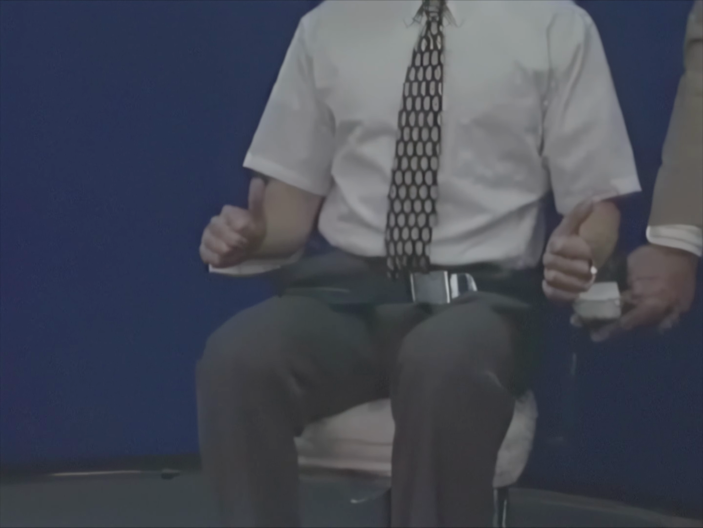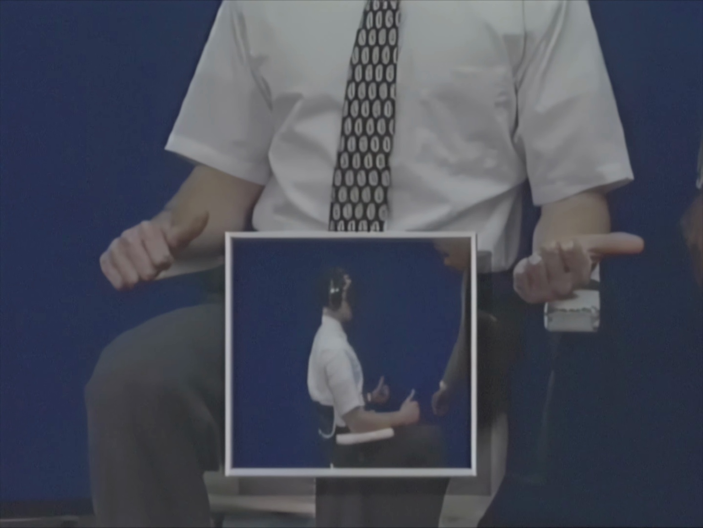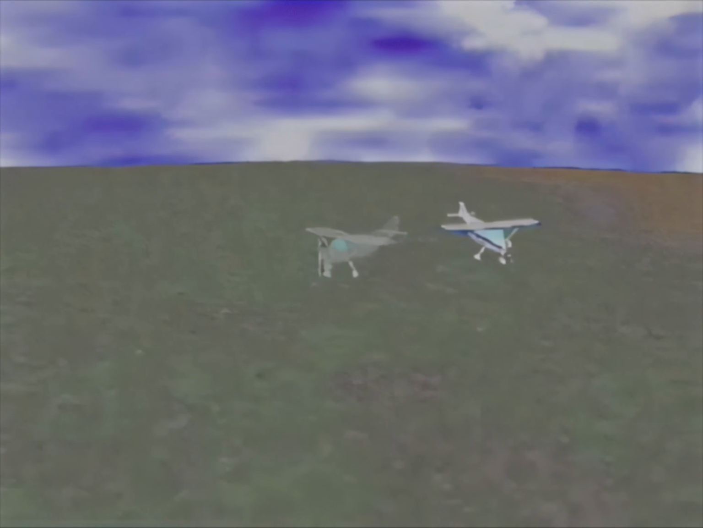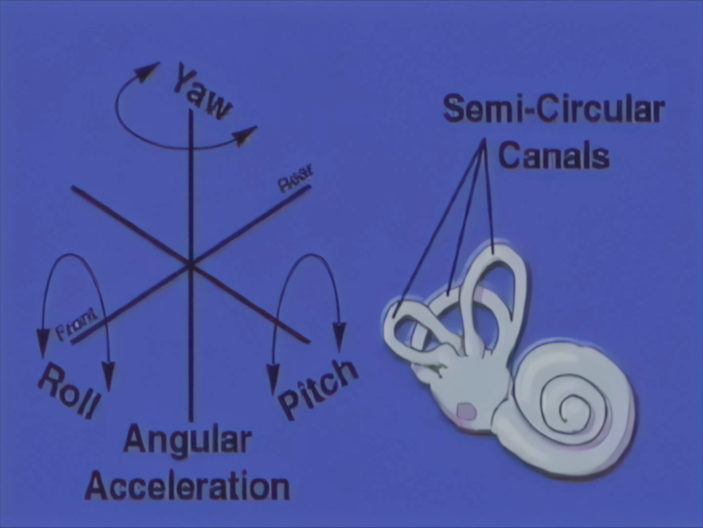As the chair is brought to a sudden stop, the canal fluid continues to move for a short period of time, and the hair cells are bent to the left. This gives the subject the illusion of turning opposite the original direction. If this sensory illusion is believed, you may try to counteract it by inappropriately turning the aircraft in the original direction. Now, let's examine some other in-flight illusions that are caused by the semicircular canals.